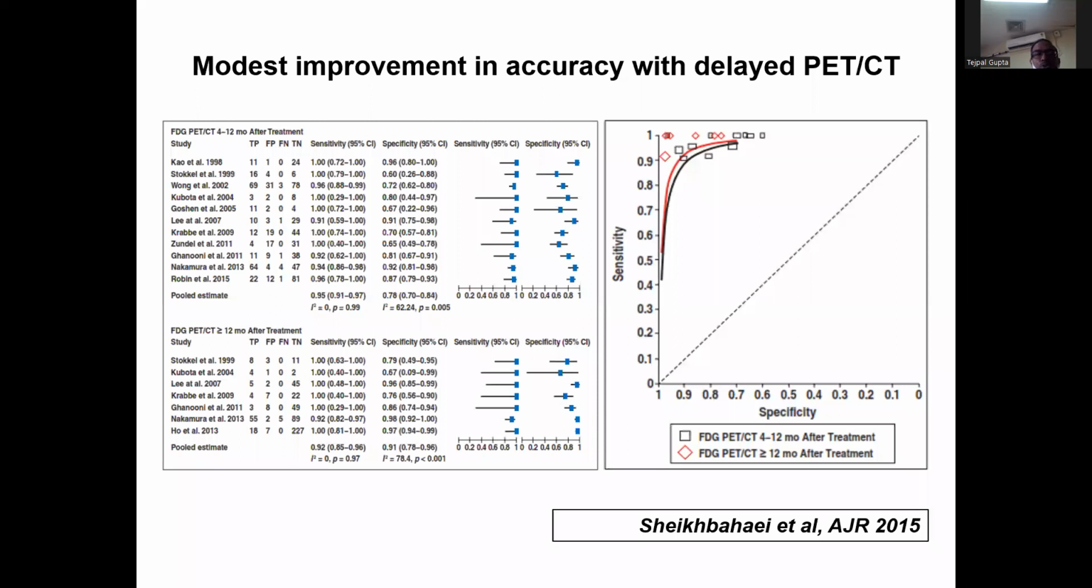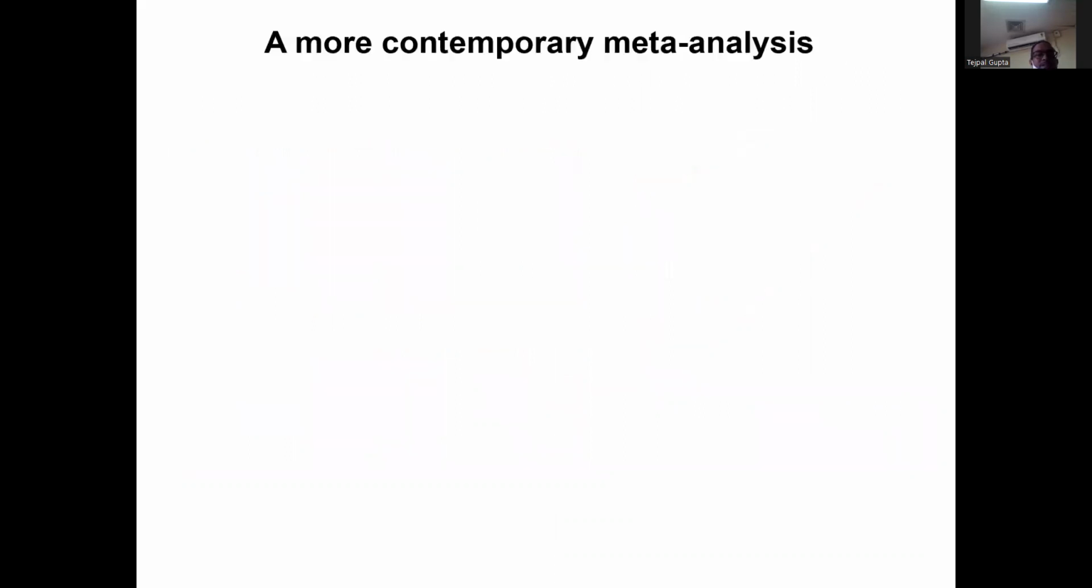What they did also show was that there was modest improvement in accuracy with delayed PET CT. So PET CT done between 4 to 12 months after treatment versus done more than 12 months after treatment, there was a modest improvement in accuracy with the delayed PET CT. And some guidelines actually now recommend doing a PET scan again at 1 year. So you do an initial response assessment PET scan at 12 weeks, between 12 to 16 weeks, and then do a repeat interval scan at 1 year, which will improve the negative predictive value even further, close to 99% negative predictive value if the 1 year post-treatment PET scan is negative.